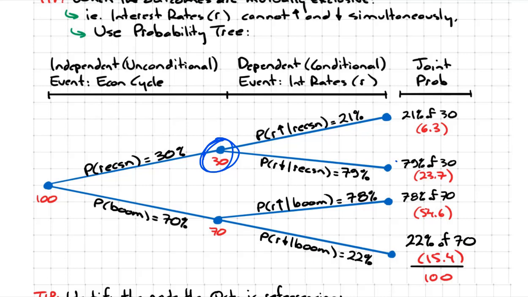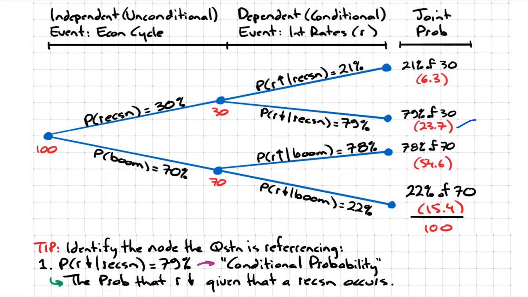So by the time you get to this node, again, what has happened? Well, we got to this node from this node, so a recession has happened. And what else? Interest rates have decreased. So that's why this is referred to as a joint probability. And just very quickly, let's finish up the tree. So we know 70 units ended up here.